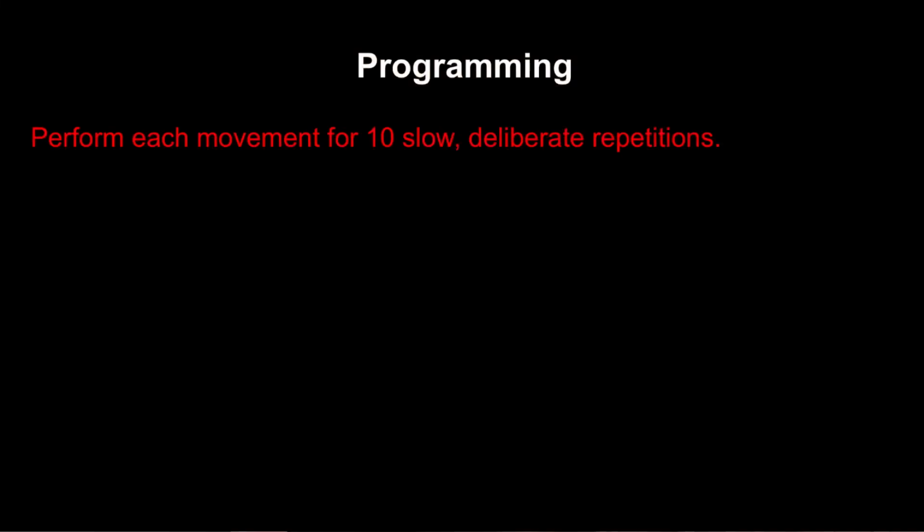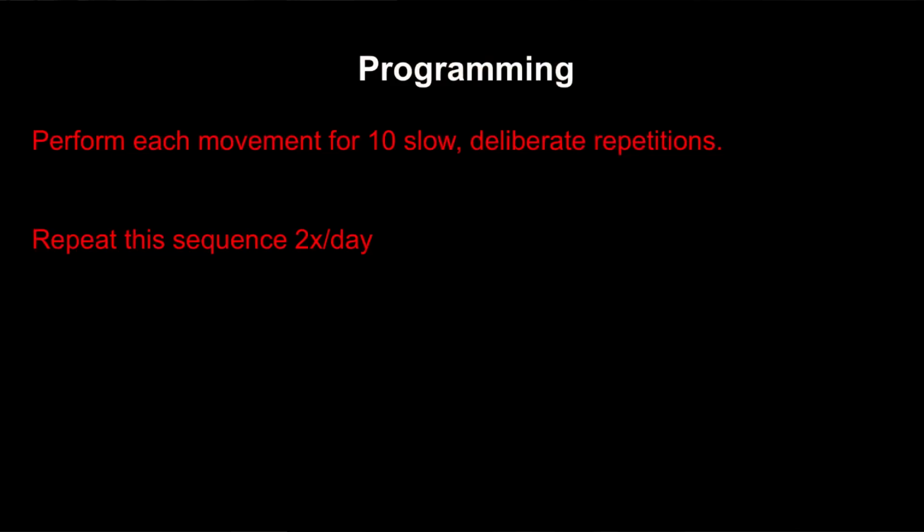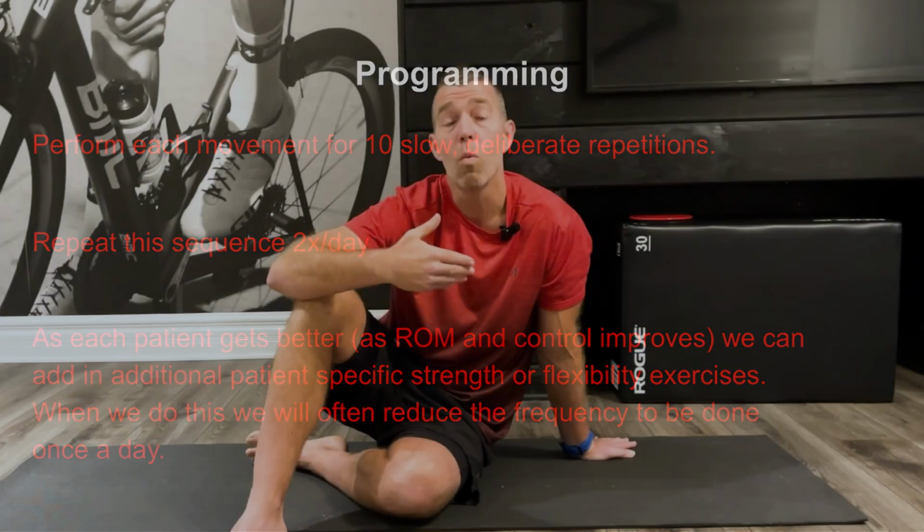Now, as far as programming, the typical prescription is going to be to perform each of these movements for 10 slow, deliberate repetitions. And we're typically going to repeat this twice a day, at least initially. Now, as patients get better with range of motion and their control improves, we will often add in additional patient-specific strength or flexibility exercises. And when this is the case, we will often reduce the frequency of the program to once a day.